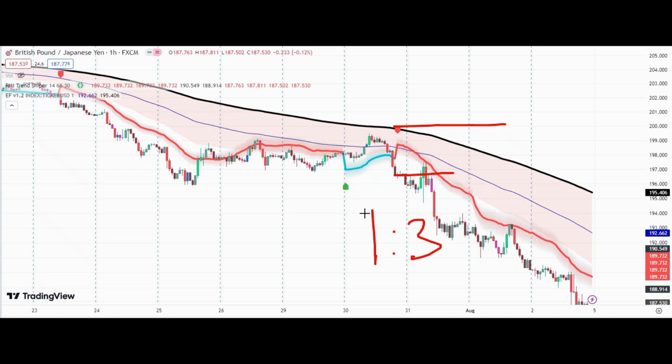Okay, so if you are risking 20 pips, the distance from here to this point, then your target should be 60 pips. You'll be targeting 60 pips. So this is how we trade this strategy. So understand how you follow.